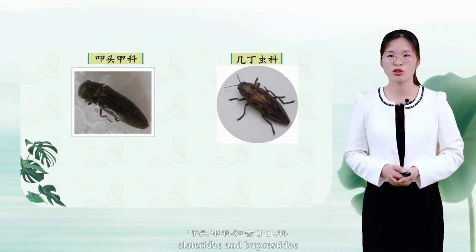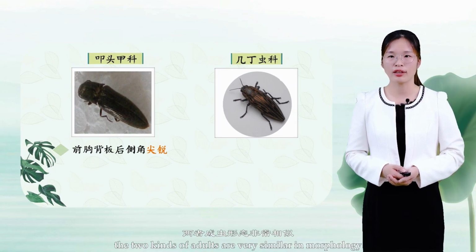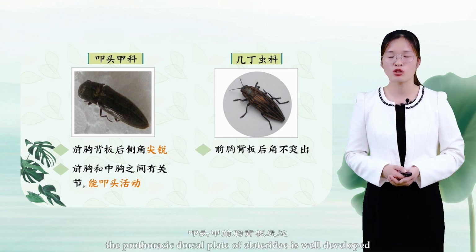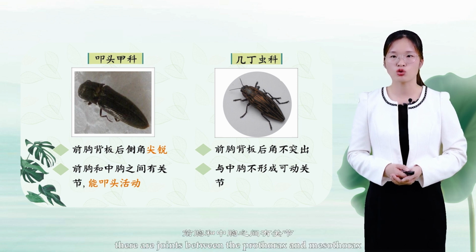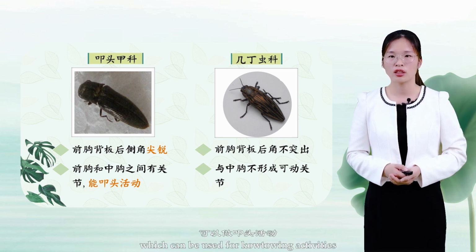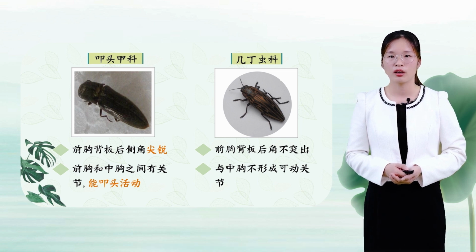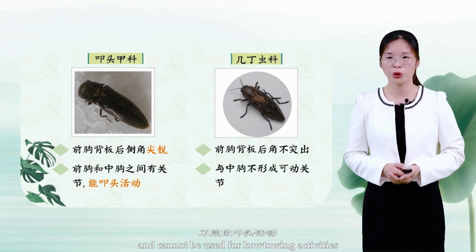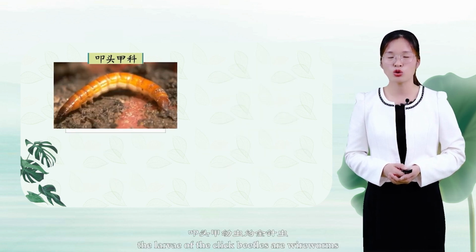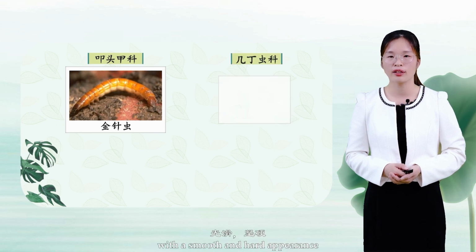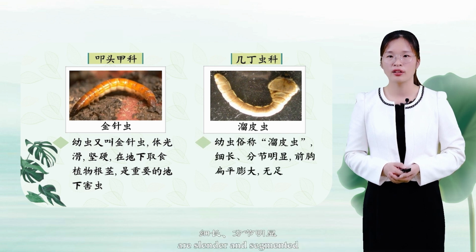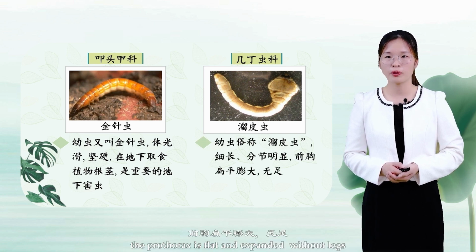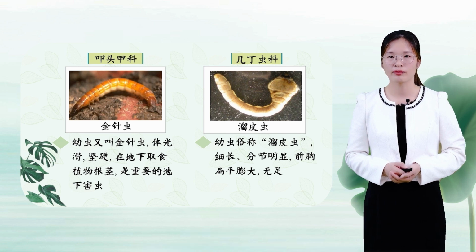Elateridae and Buprestidae, the two kinds of adults are very similar in morphology. The prothoracic dorsal plate of Elateridae is well developed, and the posterior lateral angles protrude into sharp spines. There are joints between the prothorax and mesothorax which can be used for kowtowing activities. In contrast, the dorsal plates of the prothorax and the posterior lateral angle of the Buprestid beetles are not protruding. The larvae of the click beetles are wireworms with a smooth and hard appearance. The larvae of Buprestid beetles, commonly known as Agrilus sp., are slender and segmented. The prothorax is flat and expanded without legs.